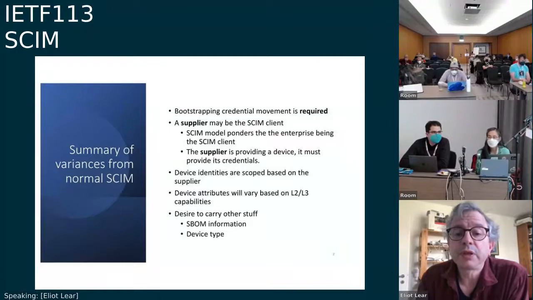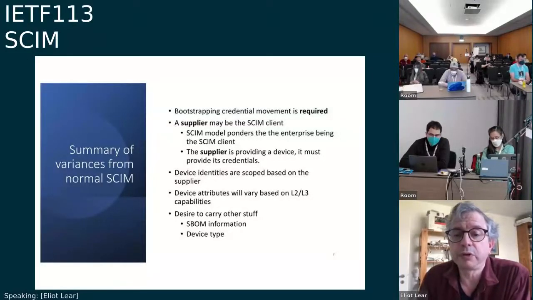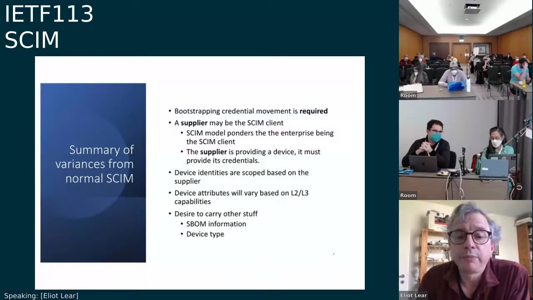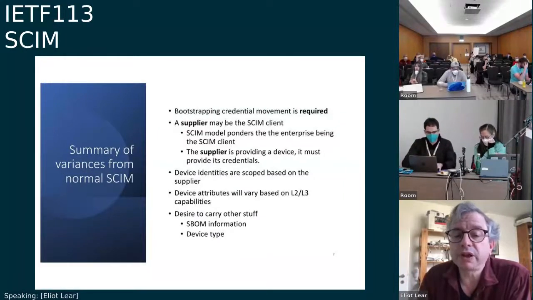And the device identities here need to be clearly scoped, especially if you have multiple suppliers, you don't want one supplier dinking with another supplier's stuff. And this is directly analogous to if you're a service like Salesforce, you don't want one enterprise's provisioning operations impacting another enterprise's provisioning operations. The device attributes are going to vary based on the capabilities of the device, and this has schema implications. And there's likely to be a desire to carry other stuff, so extensibility will remain important.